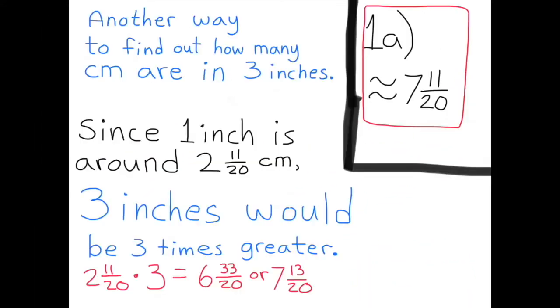Here's another way to find out how many centimeters are in 3 inches. Since 1 inch is around 2 11/20 centimeters, 3 inches would be 3 times greater. 2 11/20 times 3 equals 6 33/20, or 7 13/20. There are just about 7 13/20 centimeters in 3 inches.